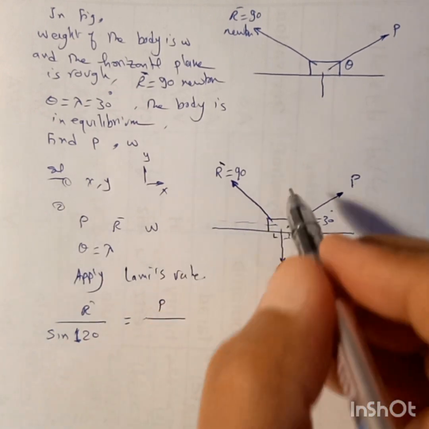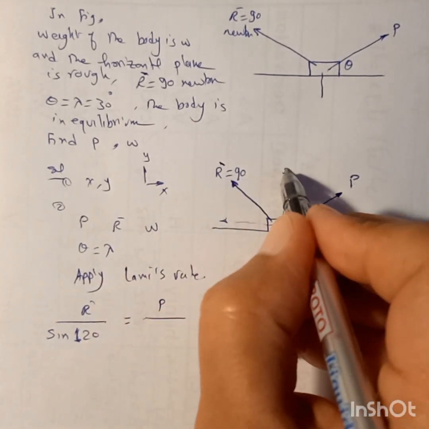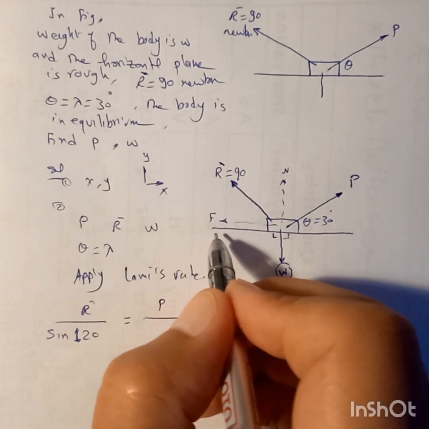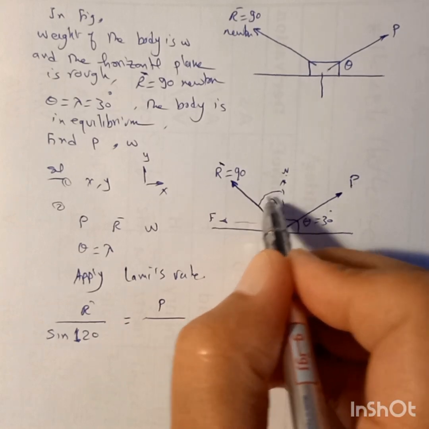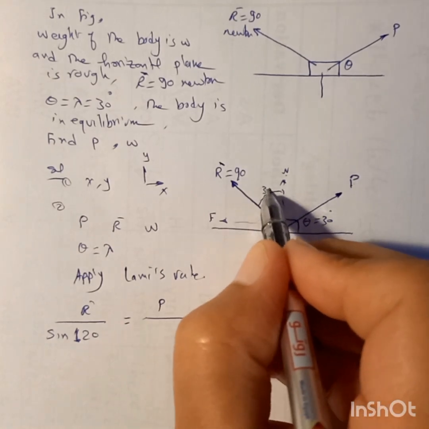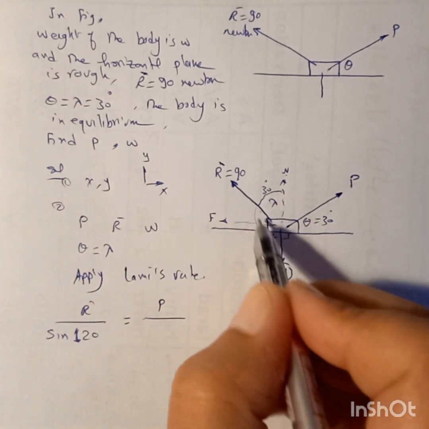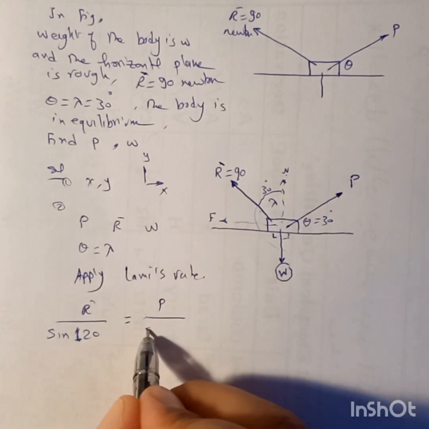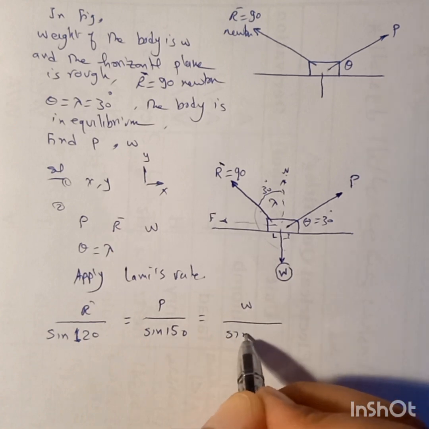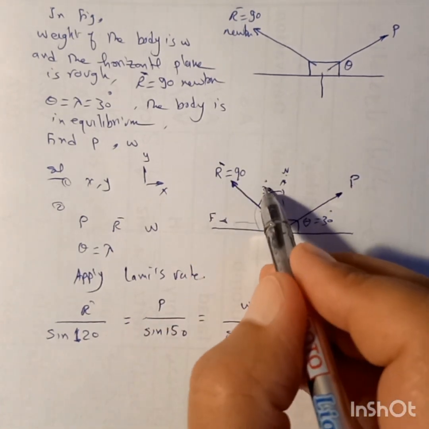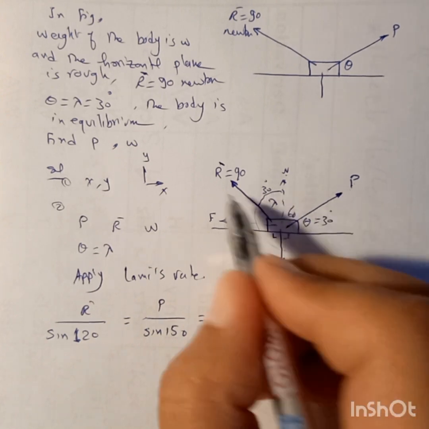As we know, if we resolve this R dash into two orthogonal components, then we have here N and the friction force. The angle between N and R dash is lambda, the angle of friction, and this equals 30 degrees. Then the angle between R dash and W equals 150. Then we have P over sine 150 equals W divided by sine of the angle between P and R dash. Here we have this 30, and this 60. Then we have the right angle between P and R dash.